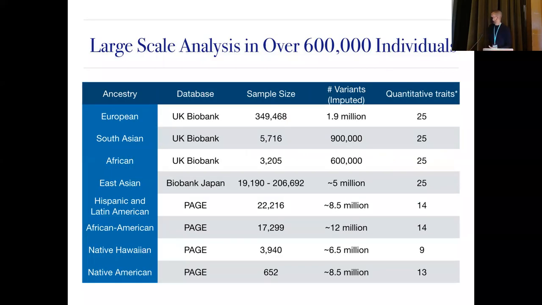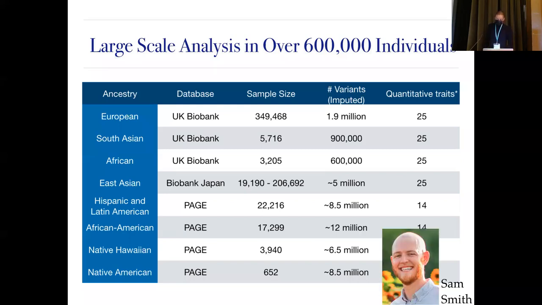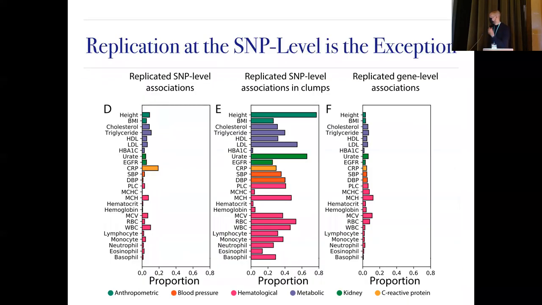So we took large scale analyses in over 600,000 individuals spanning different groups and different ancestries, across different biobanks and databases, and consortia, all of the different sample sizes. And we looked at this idea of replication. Well, not we, what I really mean is Sam Smith looked at this idea of when can I expect replication to happen on the SNP level, the gene level, or more on this kind of idea of a pathway-based level, right? And so here are some cool, interesting results from that.